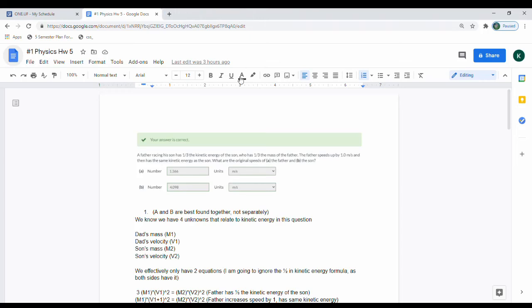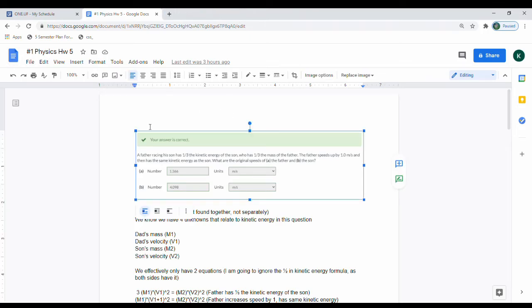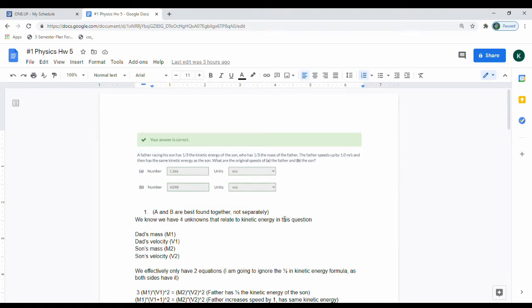Alright, this is number 1 from homework 5. This is the question. For part A and B, you basically do them at the same time, because if you know the speed of the father, you can super easily find the speed of the son.